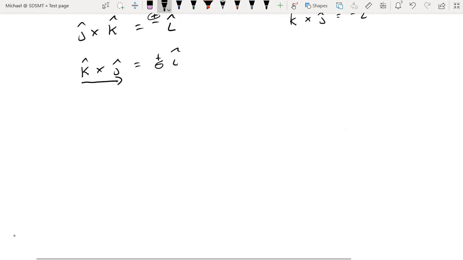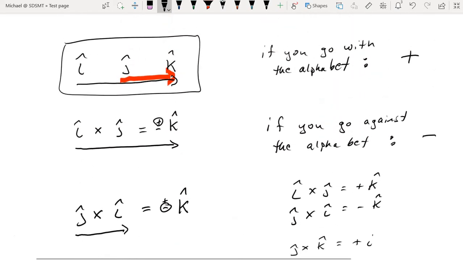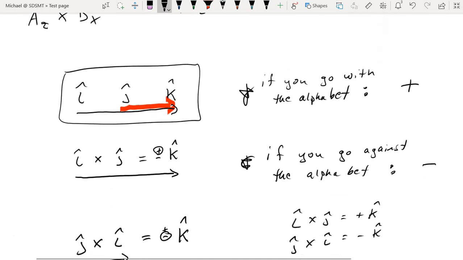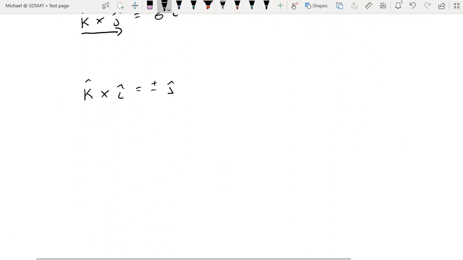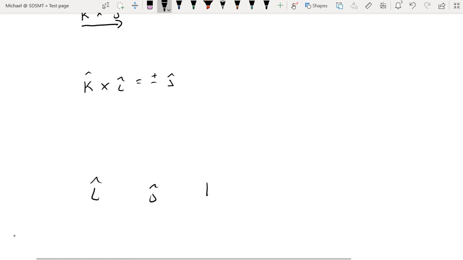Alright, now here comes the really interesting one. K hat cross I hat. We've already used I hat and k hat, so we know that j hat is the only possibility. And we've been using this idea of, are we going with or against the alphabet? Well, remember our alphabet is only 3 letters long. I, J, K.